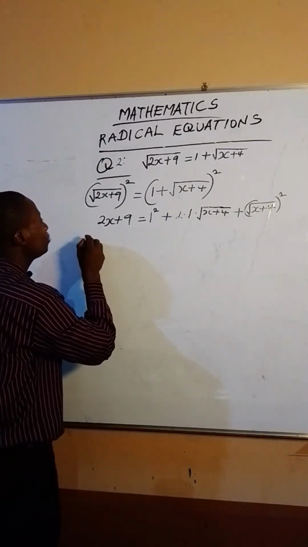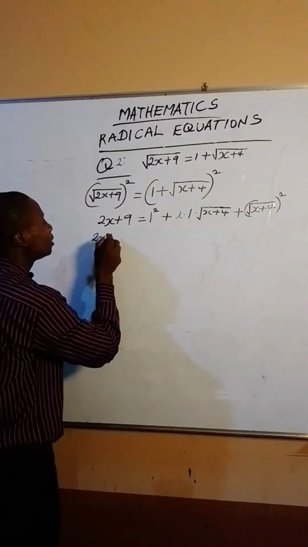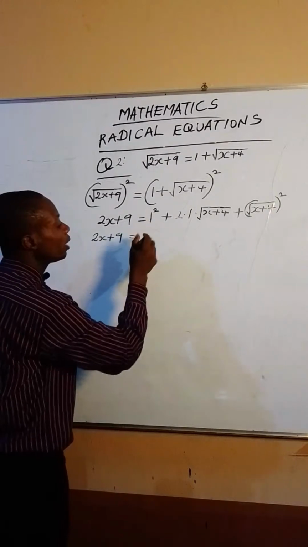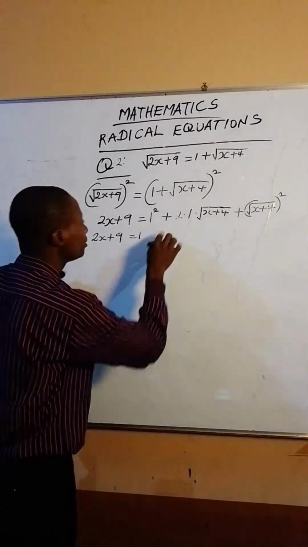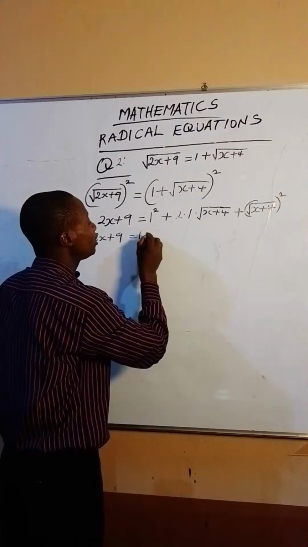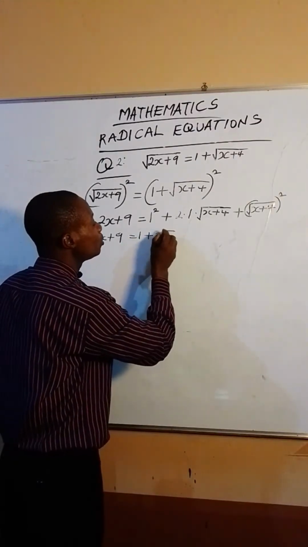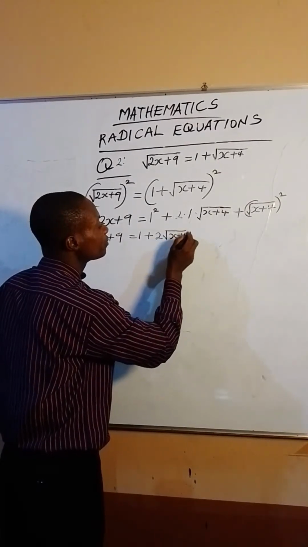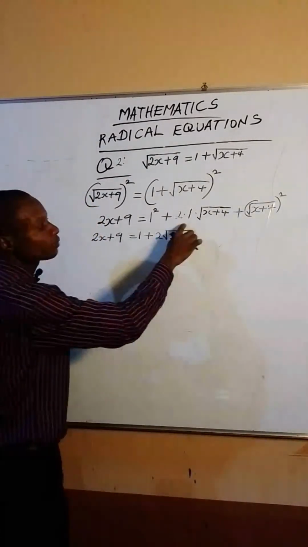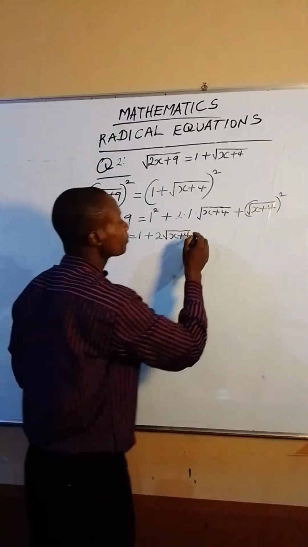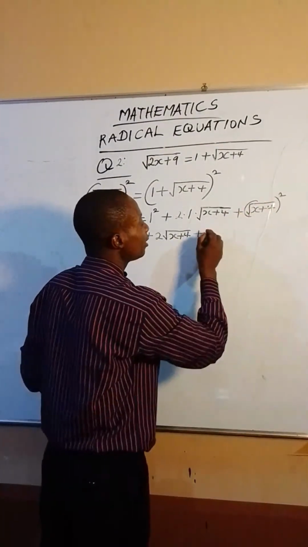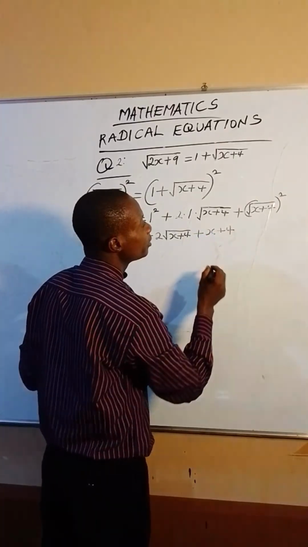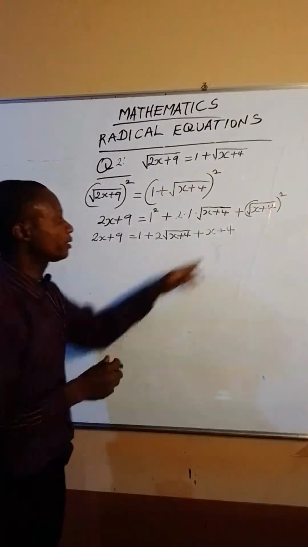Then this becomes 2x plus 9. 1 square is 1. Then 2 times 1 is 2, that's 2 times the square root of x plus 4. That's for the second one. Then for the third one, the square root will disappear, leaving us with x plus 4. This is what we are going to get.